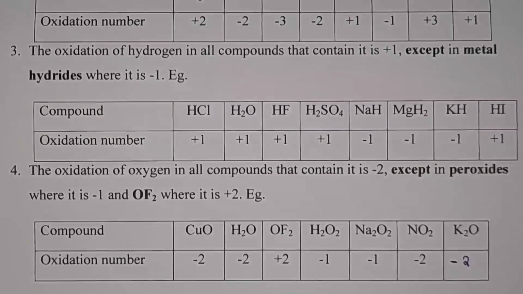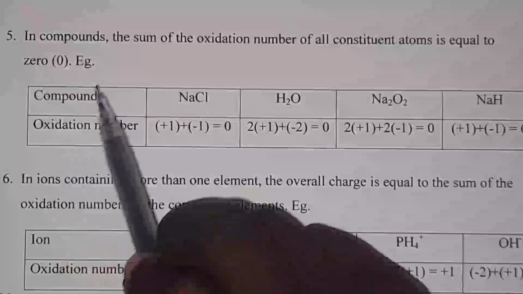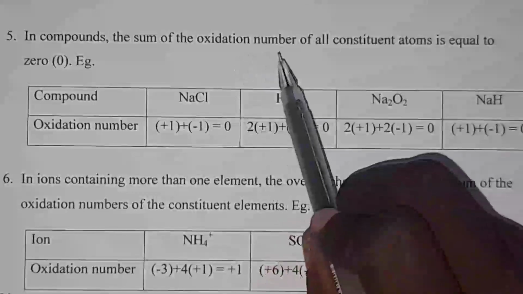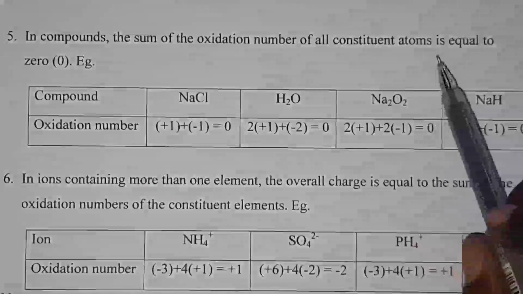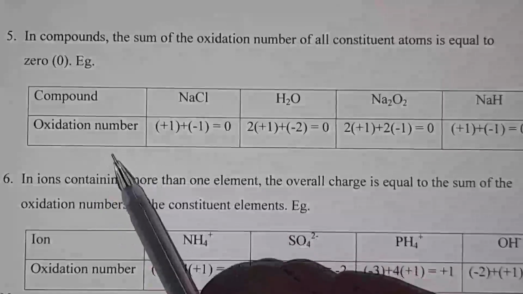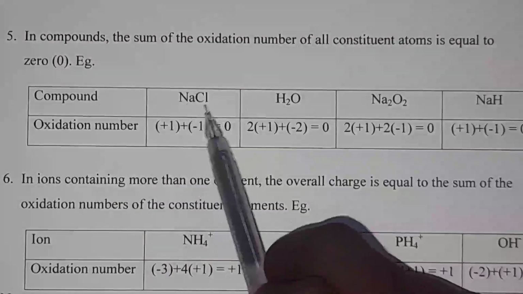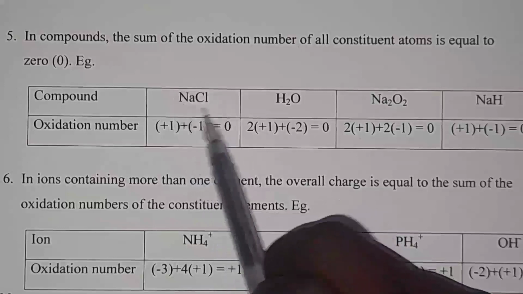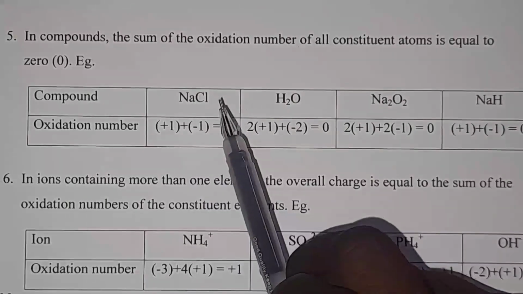Okay, next, rule number 5. Rule number 5, we are saying in compounds, the sum of the oxidation numbers of all constituent atoms is equal to 0. E.g., we have the compound here, sodium chloride, and the sum of the oxidation numbers in this compound is 0. How?